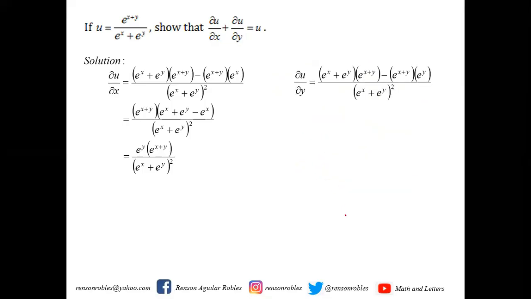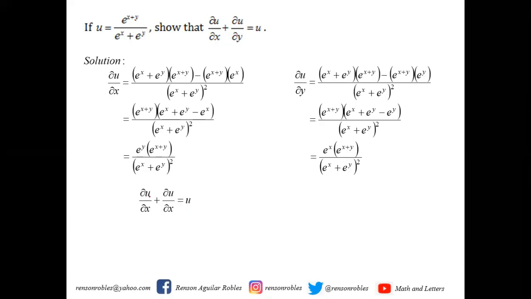Then we shall have this. Okay, this is your partial derivative of u with respect to y. And then to verify that these two are equal, we just have the partial derivative of u with respect to x plus the partial derivative of u with respect to y. Sorry for this one, it's y is equal to u. So we just copy this one and then we add it here.